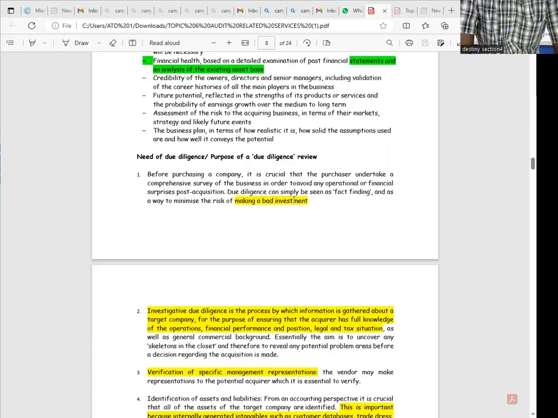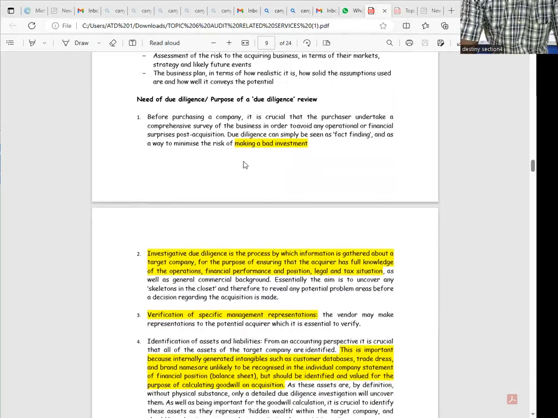The need for due diligence, so the purposes of due diligence are reviewed. One, before purchasing a company, it is crucial that the purchaser undertakes a comprehensive survey of the business in order to avoid any operational or financial surprises post-acquisition. Due diligence can simply be seen as fact-finding and as a way to minimize the risk of making a bad investment.